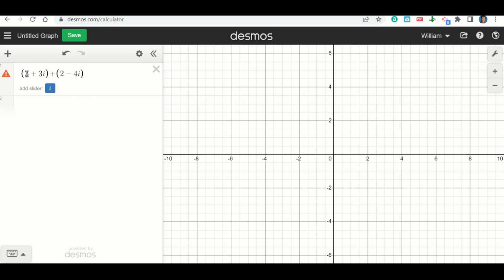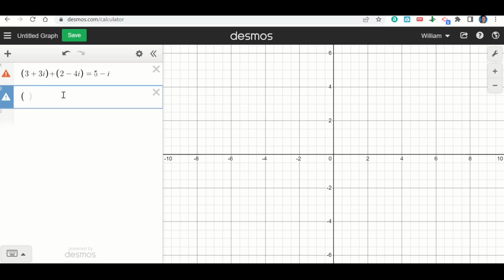Well, when I add them together, I get 3 plus 2 is 5, and 3i plus negative 4i is negative i. So that's what I think it should be, and I'm going to go ahead and put that in here for now. I think it should be 5 minus i.